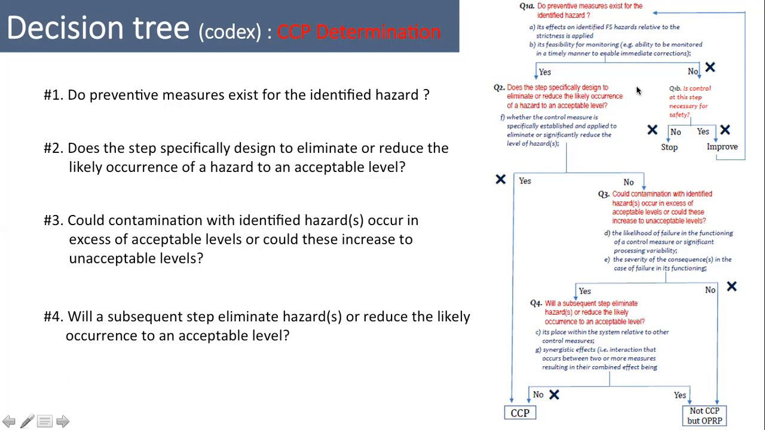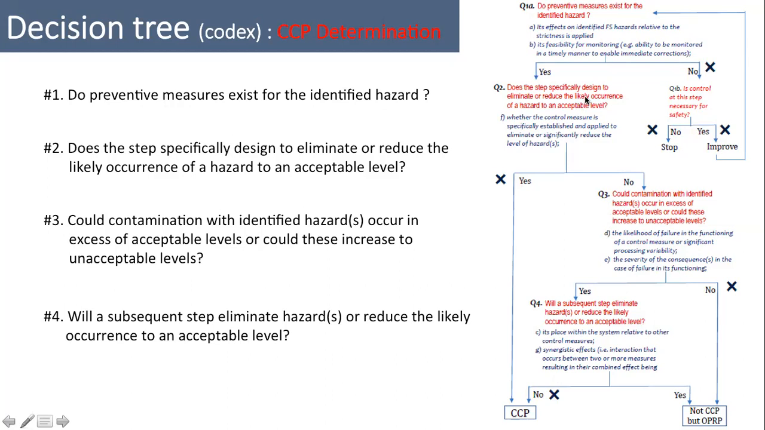But in the drying step, we can't dry it again. We can dry it again when the moisture level increases, but if it has decreased beyond the limit, then we can't do anything. So we have to stop. So it means a critical control point.